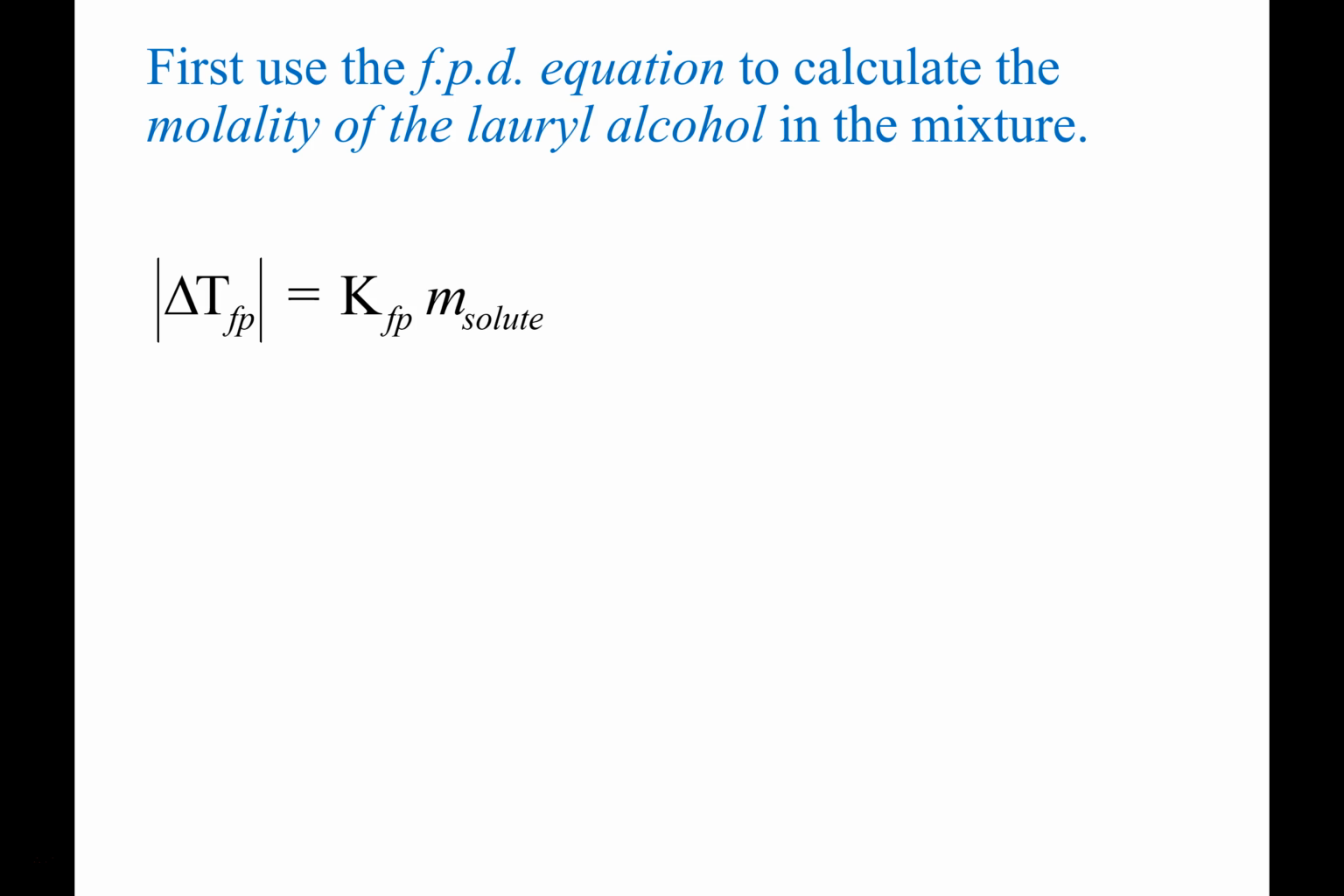So we can use the relationship between the depressed freezing point that we see and the freezing point constant for benzene to come up with the molality of the solute. And honestly, that's the key. We're trying to find the molar mass of lauryl alcohol, and if we know the molality in the solution, we can get there. So the molality of lauryl alcohol will be equal to the freezing point depression divided by the freezing point constant.